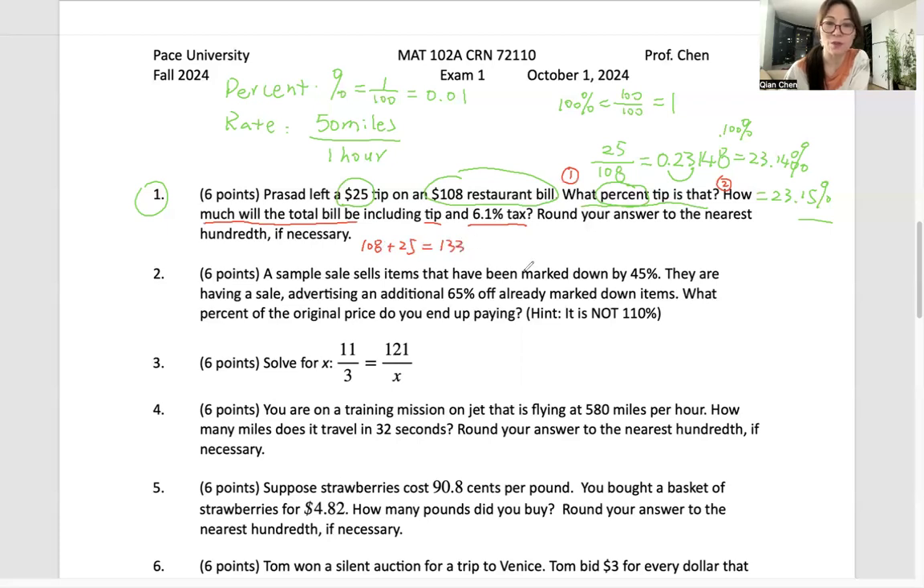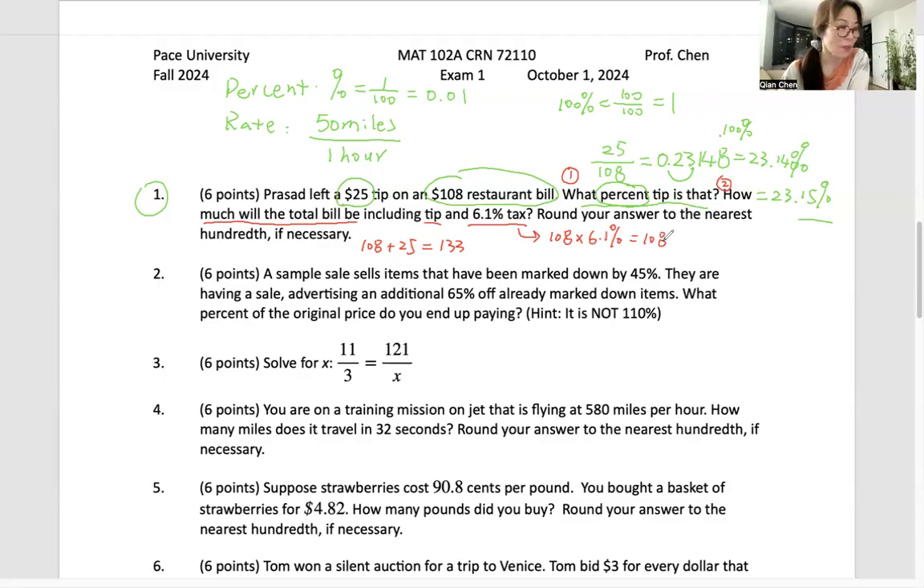So I get 133. I forgot if a restaurant charges the tip with tax or not. Maybe not, right? So that's the restaurant bill plus the tip. Now I have to calculate the tax. How do I calculate the tax? The 108 multiplied by 6.1%.